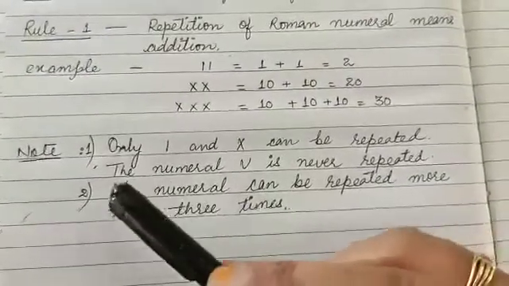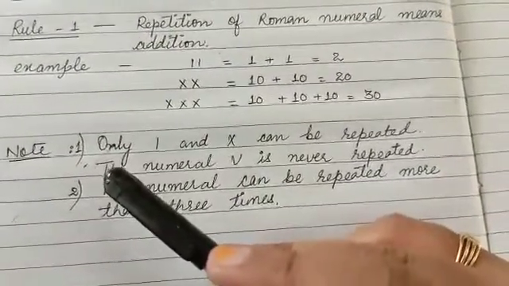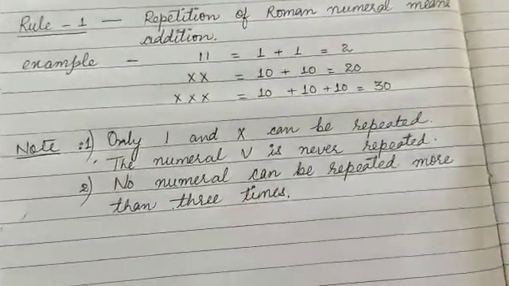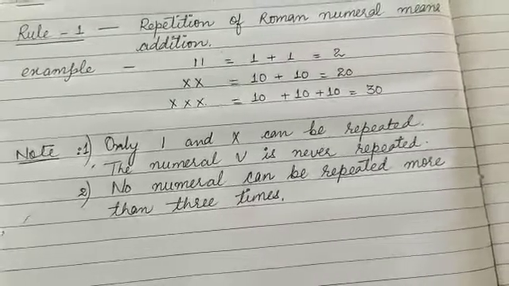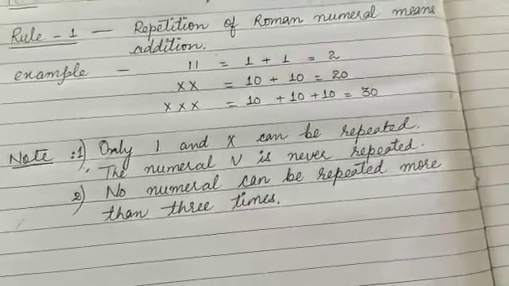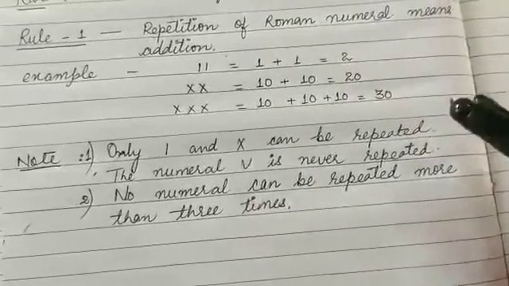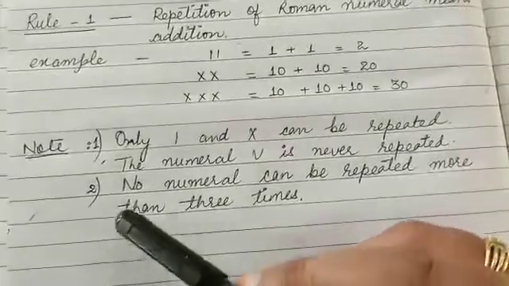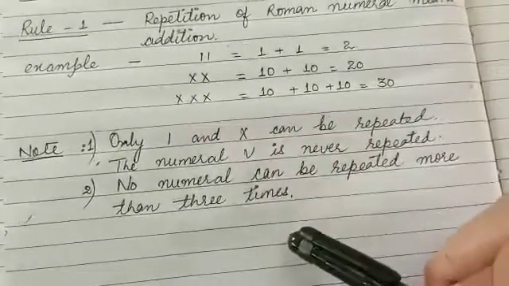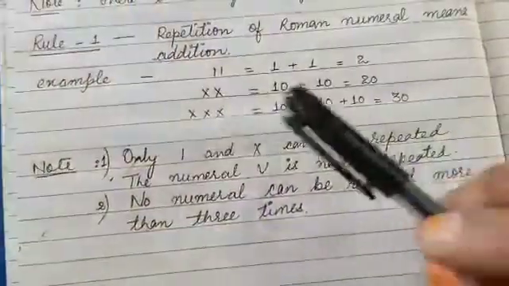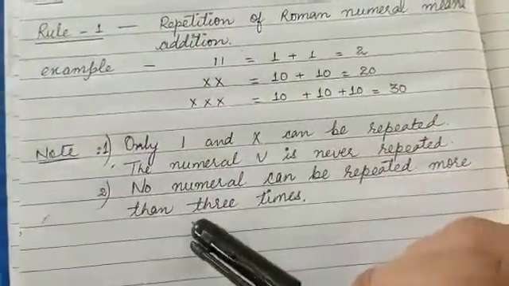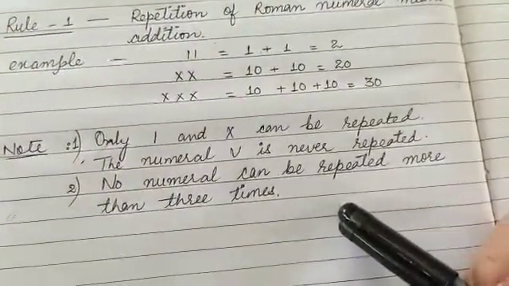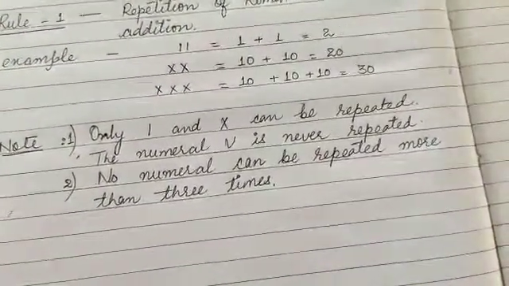Here we need to note two things. First, only I and X can be repeated. We can only repeat I and X Roman numerals. No other numeral can be repeated, and numeral 5 is never repeated. Second point, no numeral can be repeated more than 3 times. It means I and X are the numerals which can be repeated, but they cannot be repeated more than thrice.